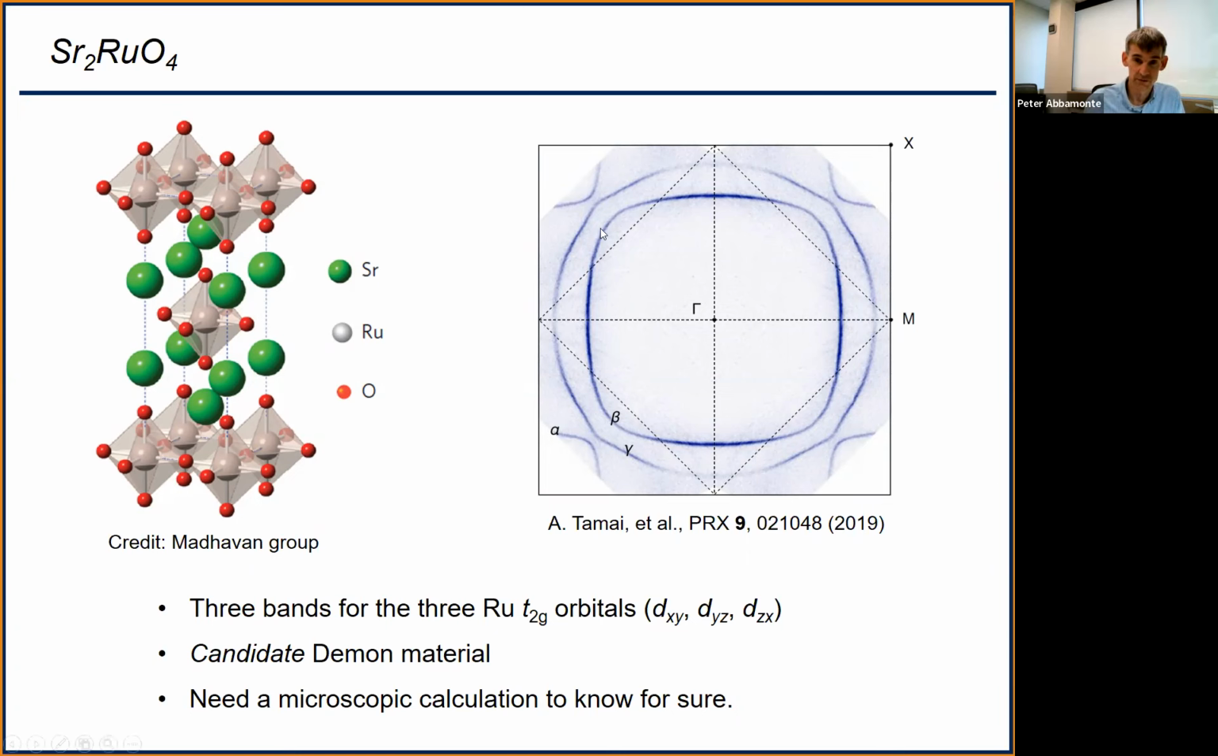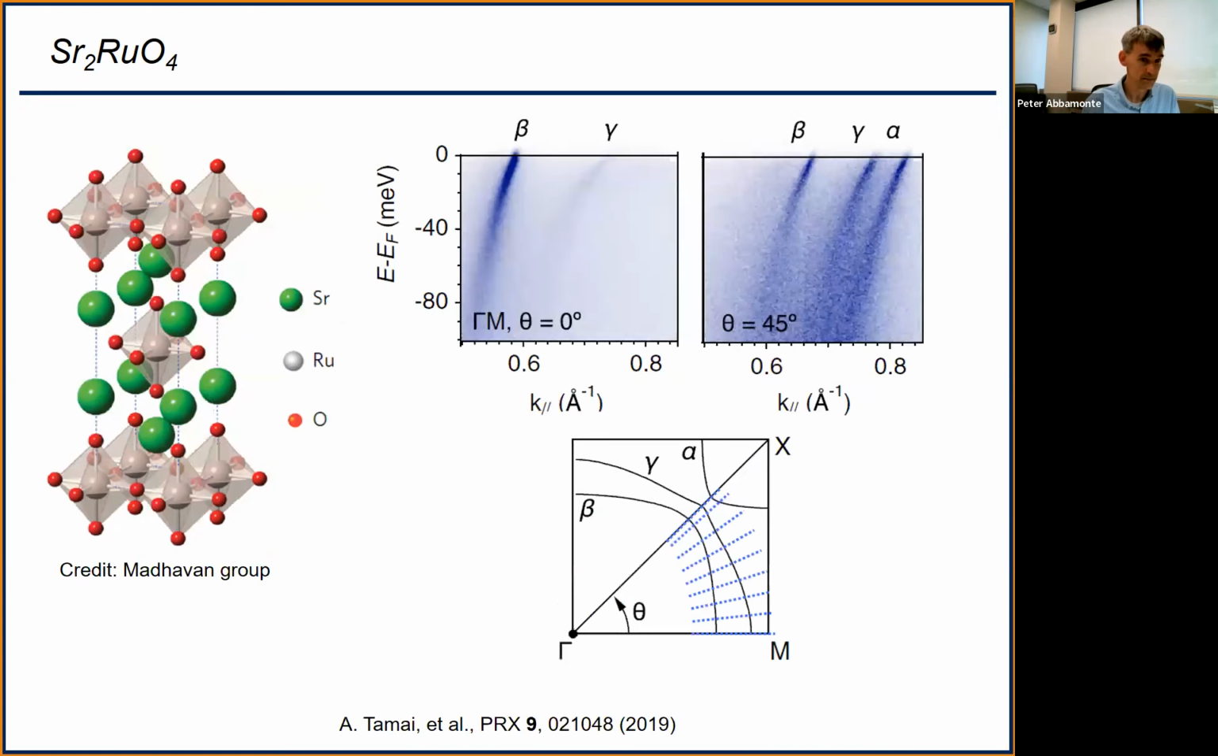And because it has three different Fermi surfaces, I think we'd have to agree it's a candidate demon material. Now, it's not as simple as the situation that Pines addressed where he just had two Fermi surfaces. But nevertheless, you'd have to agree it has the capacity to exhibit a demon if it wanted to. But to know for sure, you'd have to do a measurement. And crucially, you'd have to do some kind of microscopic calculation so you could understand if a demon might be expected in a material like this.